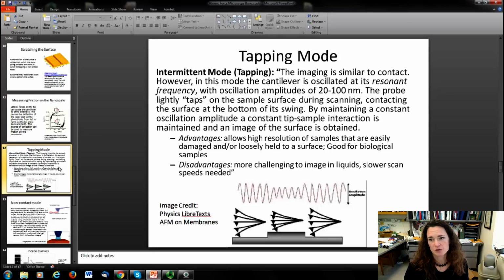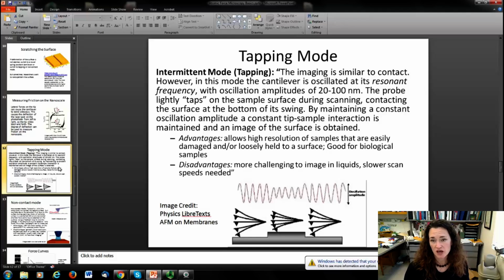So during this mode, the probe lightly taps on the surface sample during the scanning, and it contacts the surface at the bottom of the swing. And by maintaining a constant oscillation amplitude, that means that you're maintaining a constant tip sample interaction, and that allows you to generate a map of the surface. So the advantages of this, it allows high resolution of samples that are easily damaged or loosely held to a surface, and so it can be good for soft samples like plastics, polymers, or biological samples.